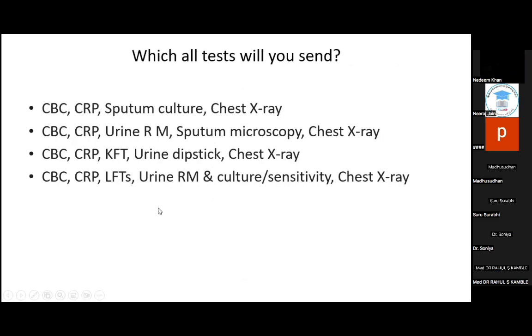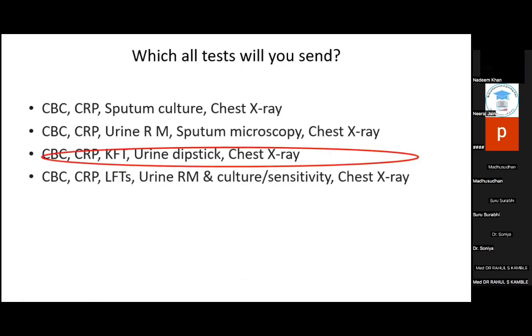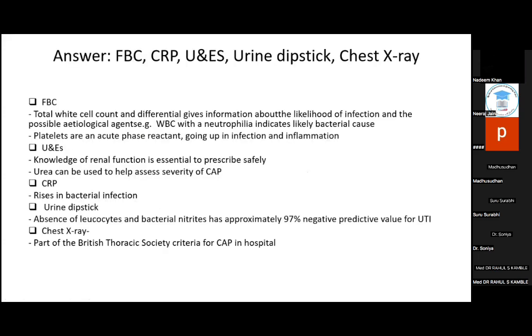The investigations from these four choices will be CBC, CRP, kidney function test, urine dipstick, and chest X-ray. Why? The CBC and differential will give us information on the likelihood of infection. Platelets are an acute phase reactant, going up in infection and inflammation. Urea and electrolytes will help us assess the severity of community acquired pneumonia. CRP will rise in bacterial infection. Urine dipstick has a negative predictive value for UTI. Chest X-ray is part of the thoracic society criteria. Hence, CBC, urea and electrolytes, CRP, dipstick, and chest X-ray were selected.